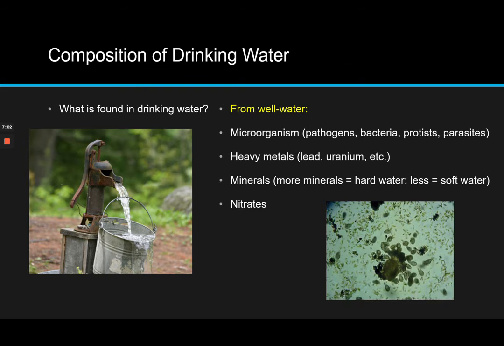Nitrates, again, are still present in well water. They often don't get filtered out. So if you basically dig a well close to a farm or any agricultural site, you'll often get nitrates, hormones, and pesticides as well.